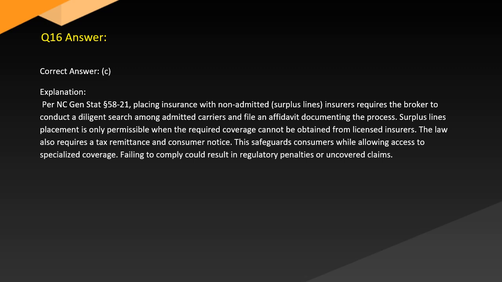Answer. Correct answer: C. Explanation: Per NC Gen. Stat. § 58-21, placing insurance with non-admitted surplus lines insurers requires the broker to conduct a diligent search among admitted carriers and file an affidavit documenting the process. Surplus lines placement is only permissible when the required coverage cannot be obtained from licensed insurers. The law also requires tax remittance and consumer notice. This safeguards consumers, allowing access to specialized coverage. Failing to comply could result in regulatory penalties or uncovered claims.